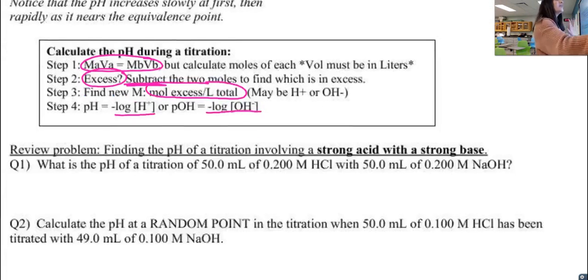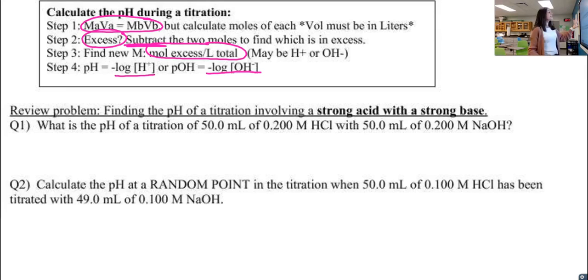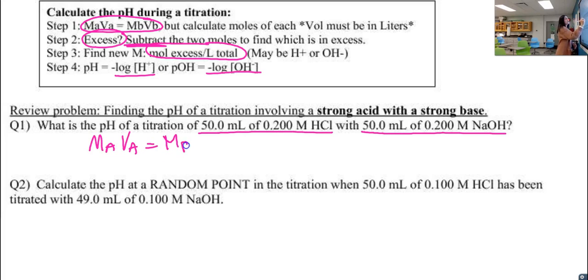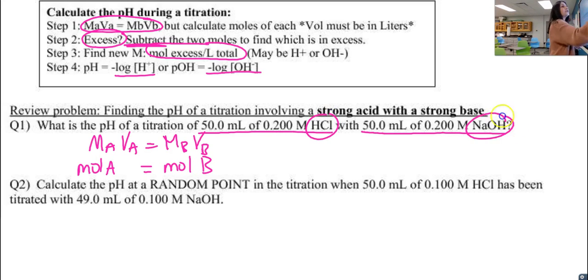Okay, so let's take a look at these problems. The first one says, what is the pH of a titration if I'm titrating 50 mLs of the same molarity of both a strong acid and a strong base? Well, that's pretty easy. If you do MAVA equals MBVB, you're going to see that it's exactly the same. 50 times 0.2 and 50 times 0.2, you get the exact same answer, which means the moles of my acid are equal to the moles of my base. Therefore, since it's a strong acid and strong base, which it is, my pH should be equal to 7.